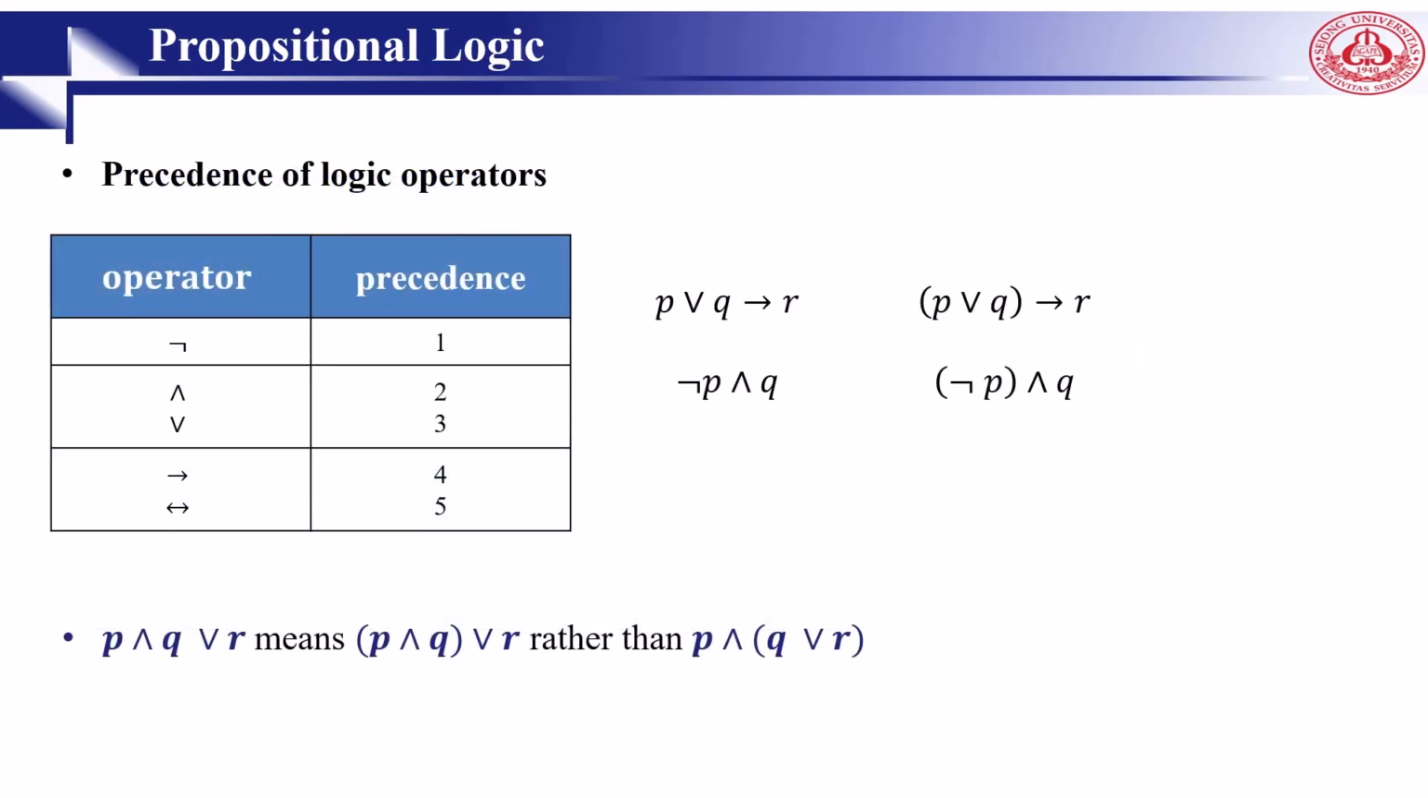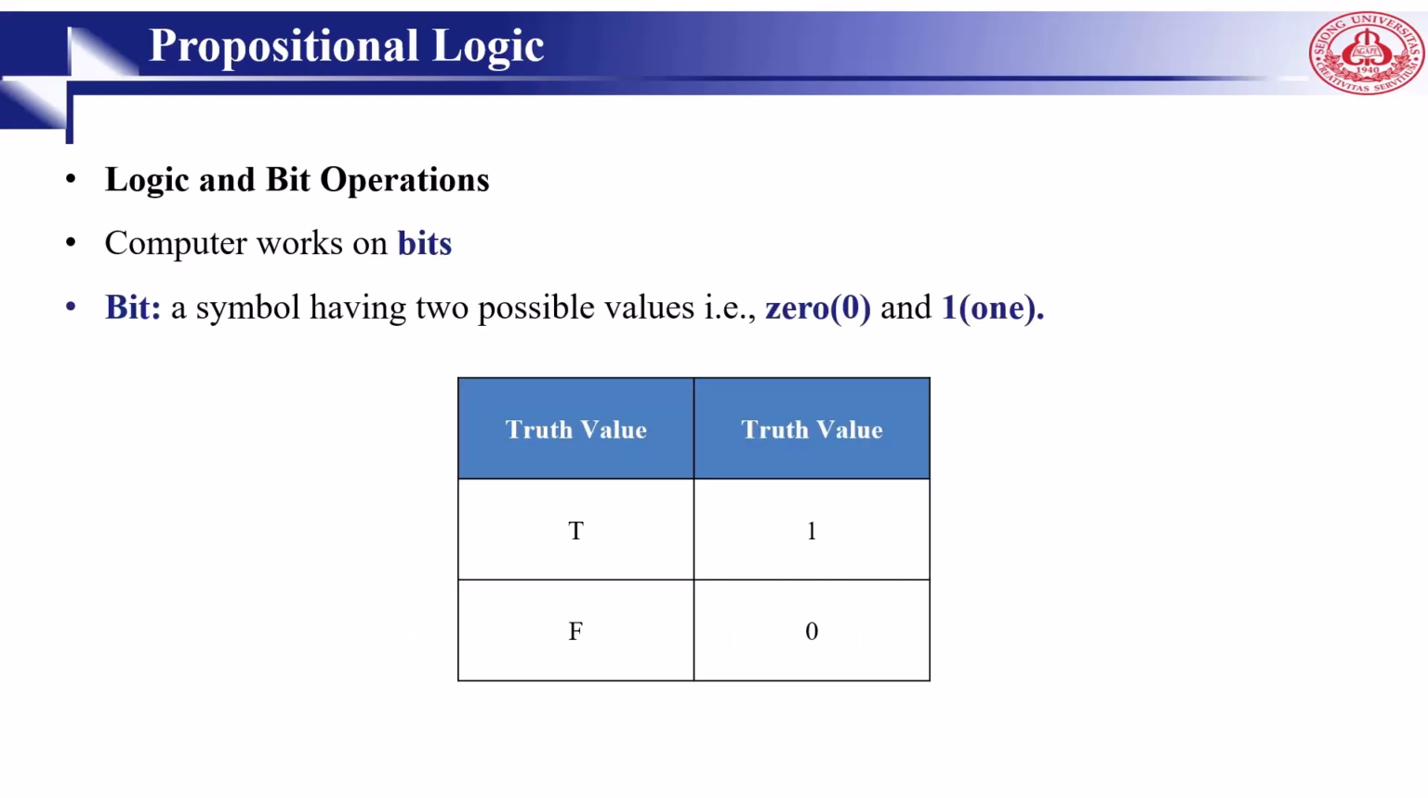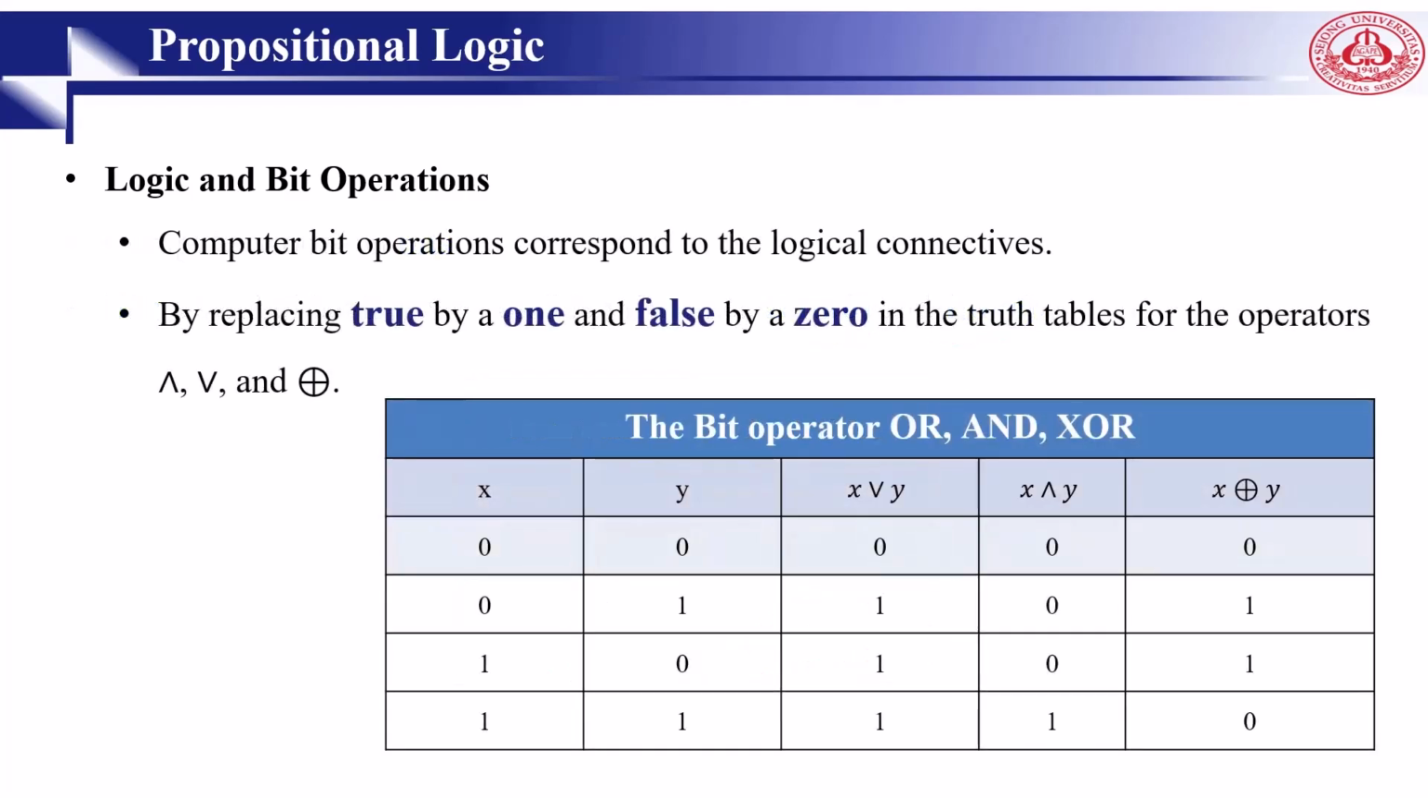Here is the table for precedence of logical operators. Negation has the highest one, then AND, then OR, then implication, and bi-implication. Computers work with bits. They cannot understand true and false. That's why in order to work with computers, we need to convert to bits. A bit is a symbol having two possible values, 0 and 1. So we change true to 1 and false to 0. So we can do logic and bit operators as we did so far.